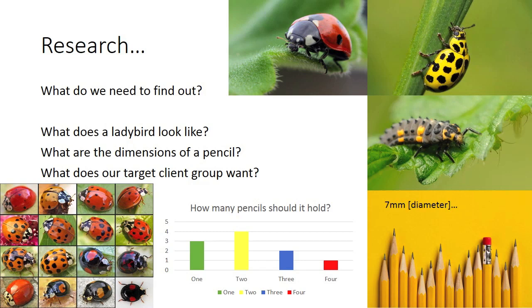You have been given the specific measurement of 7 millimeters for the diameter of a pencil. This means that if you plan to drill a hole or have a space to fit a pencil, it must be at least 7 millimeters in diameter.